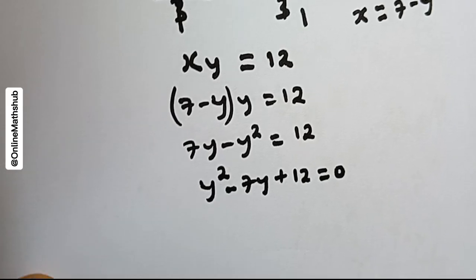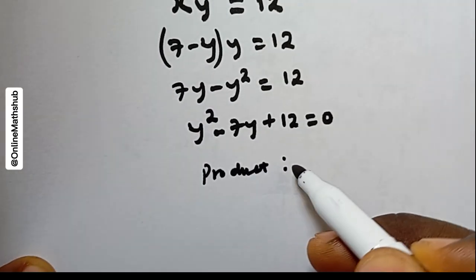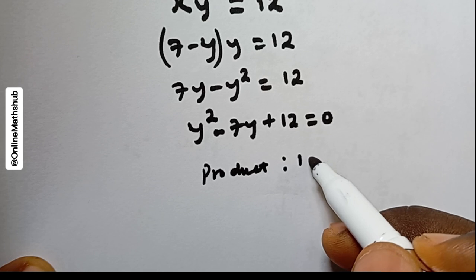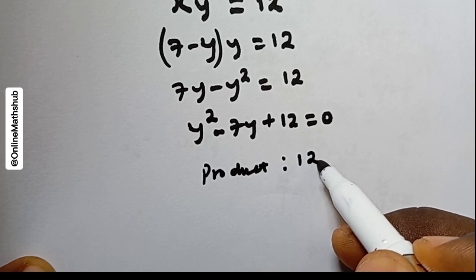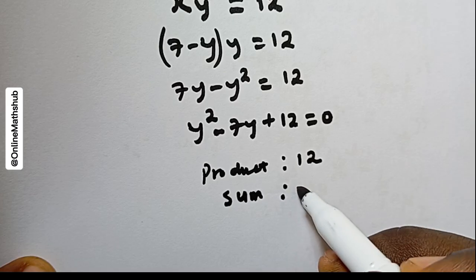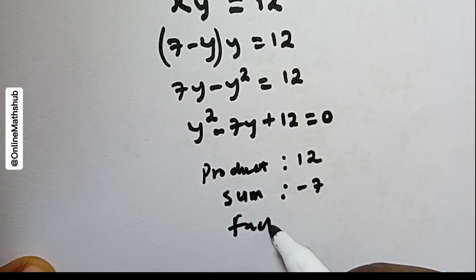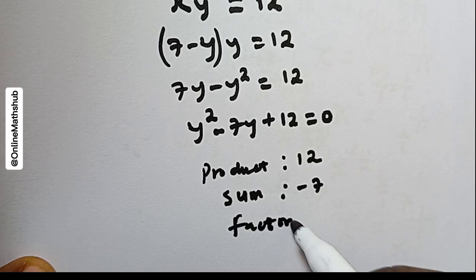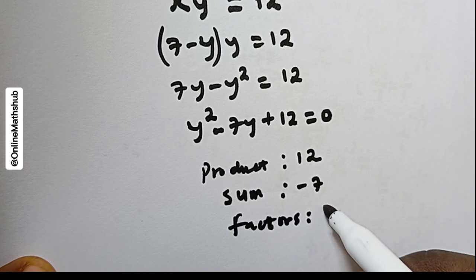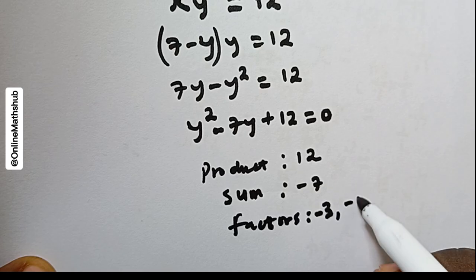And this is a quadratic equation which is also factorizable. So we want to find two numbers that when we multiply them will give us 12, and when we sum those two numbers, will give us minus 7. And so the two numbers that will do this work are minus 3 and minus 4.